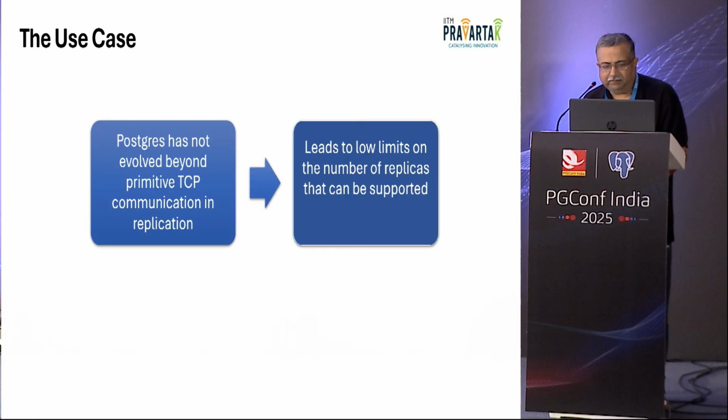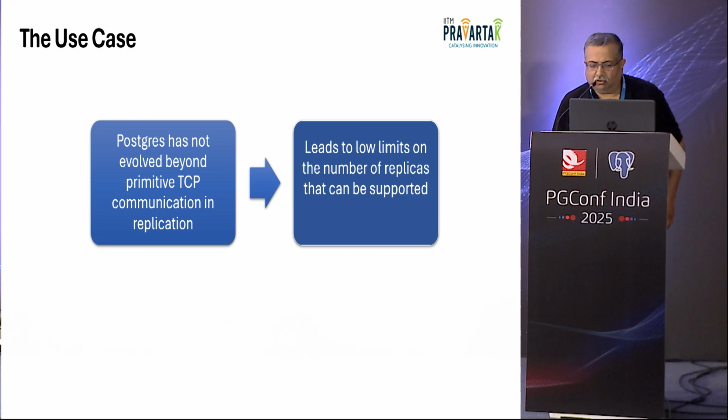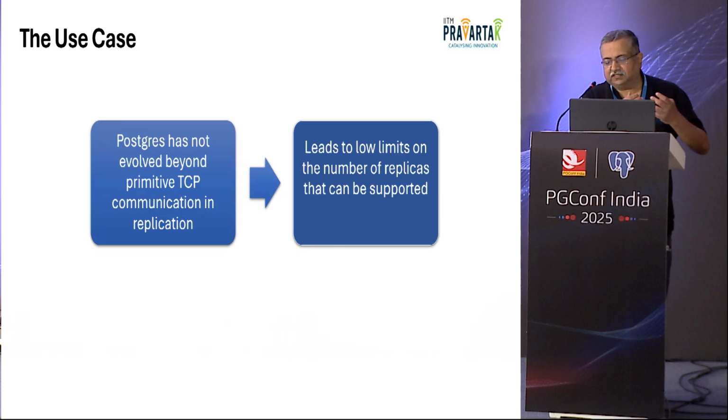So we in Postgres are stuck with TCP for quite a long time, right? And this leads to a number of low limits on the number of replicas that can be supported. If you look at the literature, they'll say some of them have 15 replicas in a single Postgres DB instance. That's the maximum limit up to which you can go. And then you've got other variants that talk about having just about 5 replicas as the maximum.